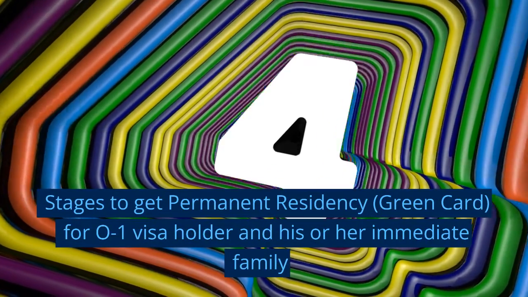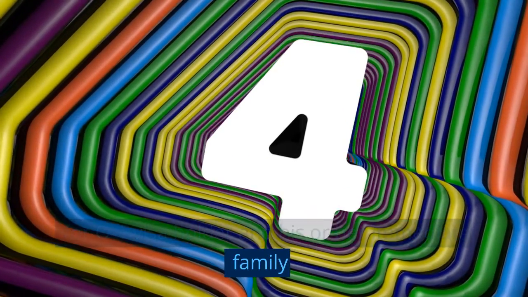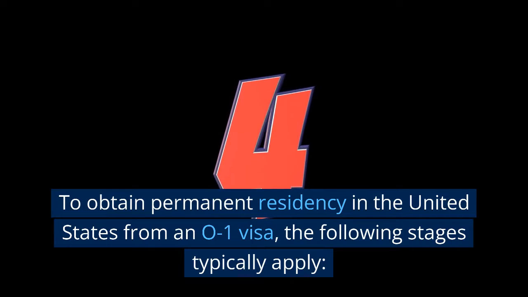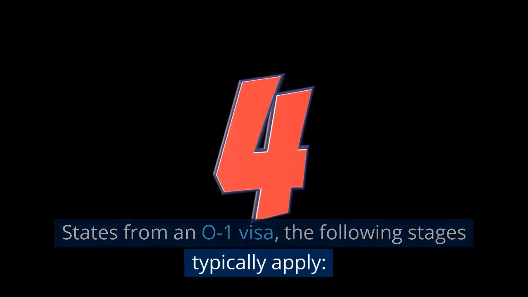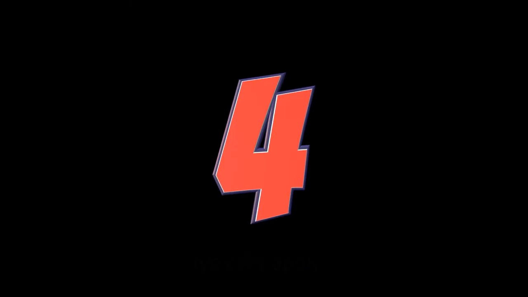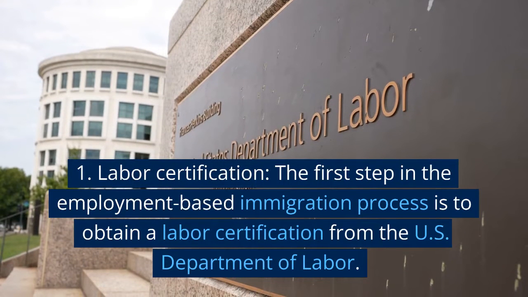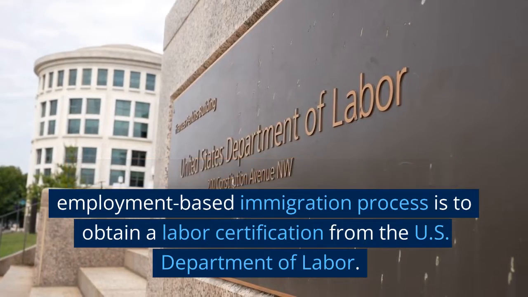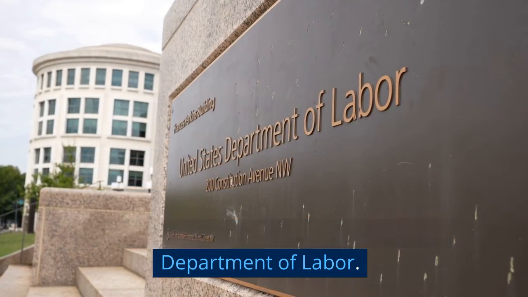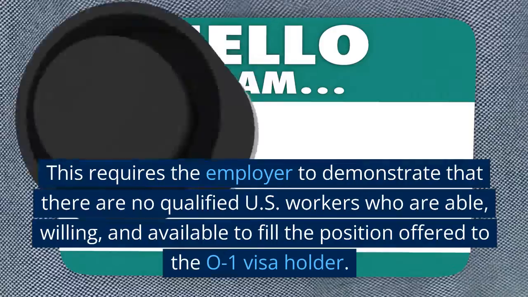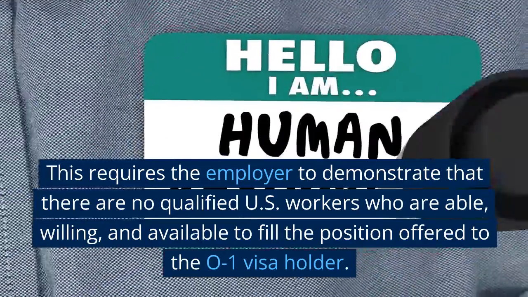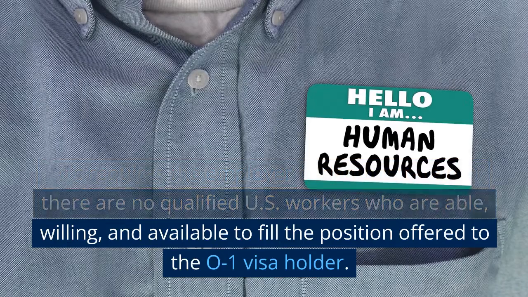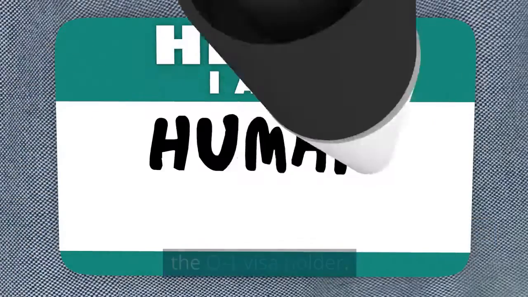Chapter 4. Stages to get permanent residency, green card, for O1 visa holder and his or her immediate family. To obtain permanent residency in the United States from an O1 visa, the following stages typically apply. 1. Labor certification. The first step in the employment-based immigration process is to obtain a labor certification from the U.S. Department of Labor. This requires the employer to demonstrate that there are no qualified U.S. workers who are able, willing, and available to fill the position offered to the O1 visa holder.